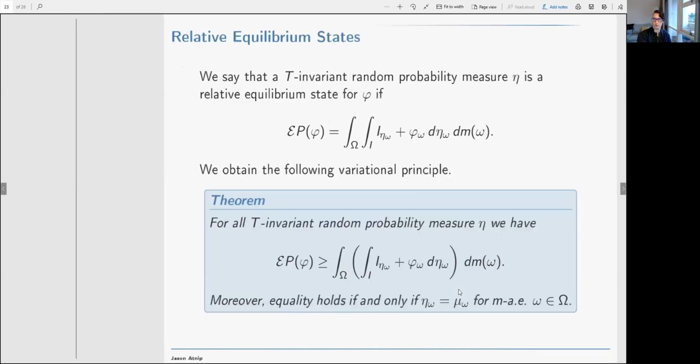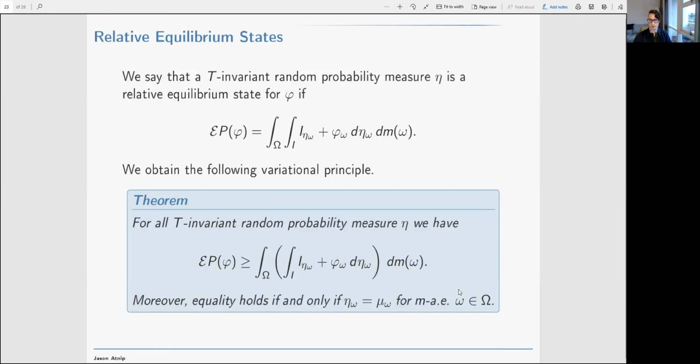Now, using these, we come up with a variational principle for our measures in terms of phi. And then we get that the expected pressure is always going to be greater than or equal to this integral over omega of the integral of the information plus phi omega. Okay, so usually we would write an equilibrium state as a measure whose entropy plus the integral of our potential is equal to our pressure. This is going to be the case that we have here as well.